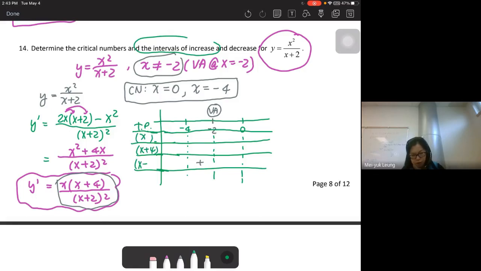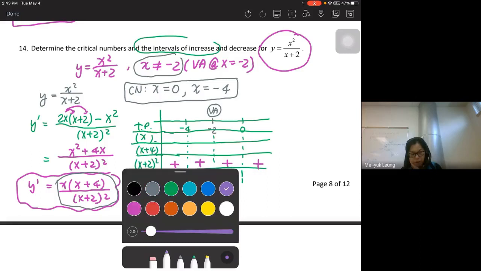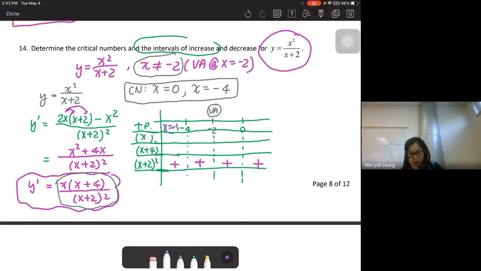And then the denominator, you don't actually need to check it, because whatever x value we put in, the square of any number is going to be positive, right? So let's write down the test points in each interval: x equals -5, x equals -3, x equals -1, and x equals 1. Checking the sign of the factor x, that's negative, negative, negative, positive. And then the second factor, -5 plus 4 is negative, then positive, positive, and positive. So that means y prime is positive, negative, negative, and positive.